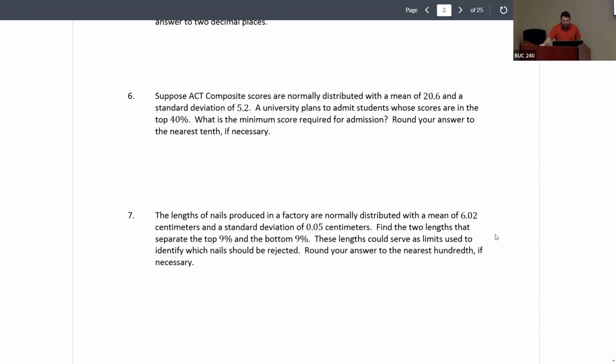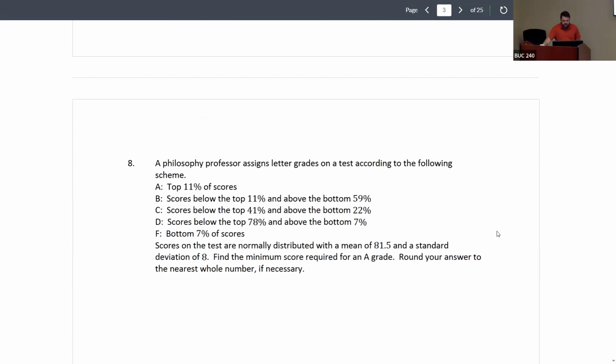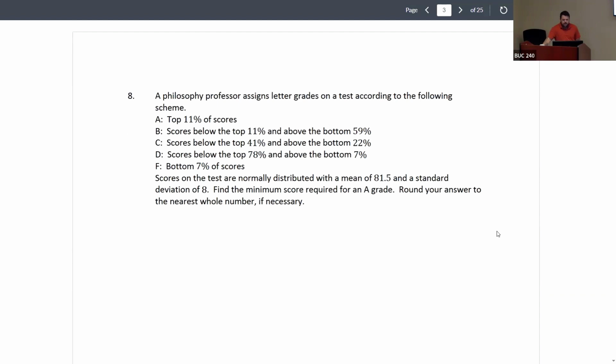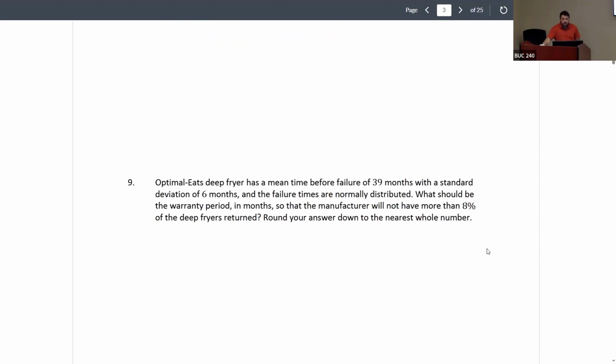What else here? Length of nails are normally distributed. Here we are. There's one there. Philosophy professor of signs, letter grades. I know y'all loved that one. And remember, every single question on your test, every one of them, is in your homework. I don't make up questions. You've done all these in your homework. Okay.